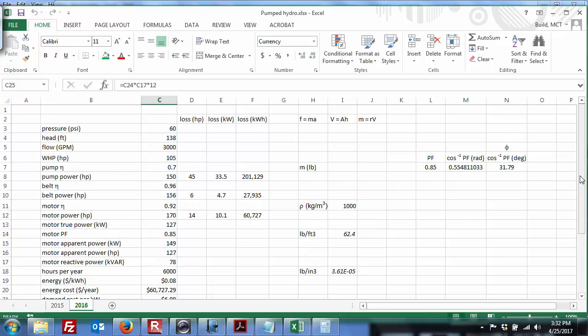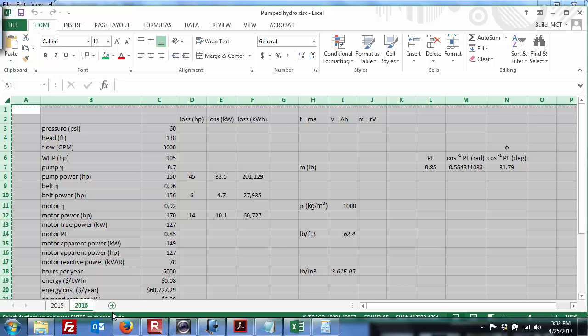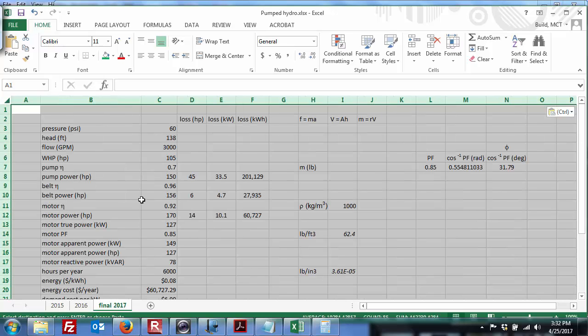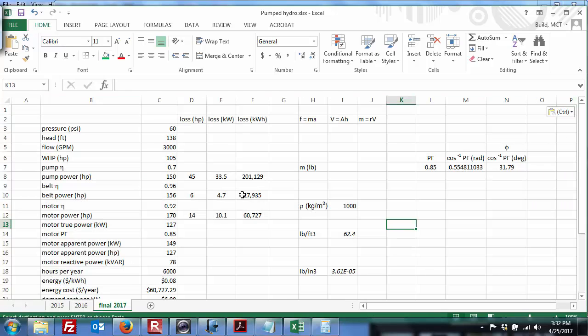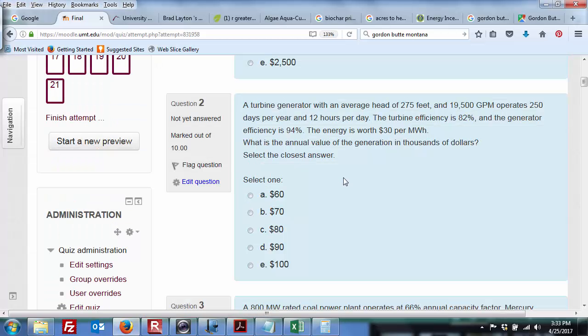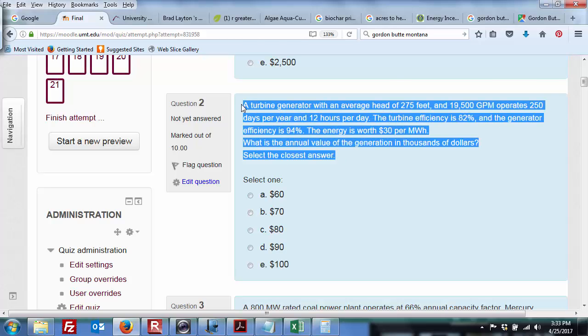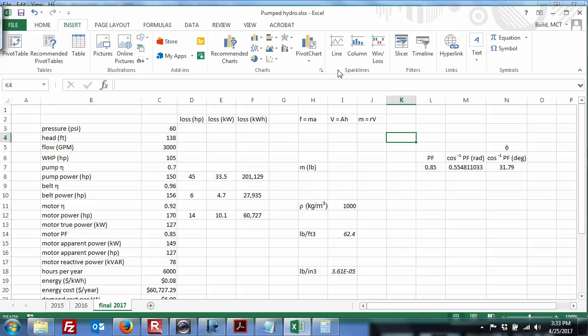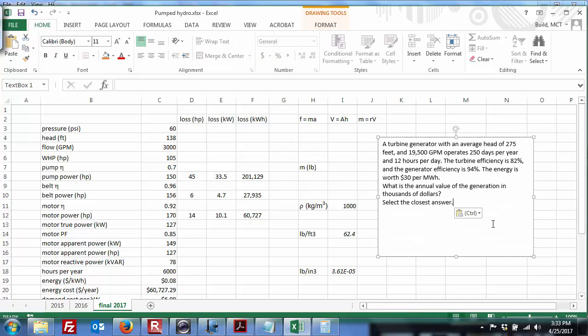Okay. I'm just kidding. All right, so let's just take this whole thing, copy it, new tab, final 2017, paste it. Let's just dive into the problem. Take this guy, copy that, back here, insert text, found it, text box. I don't think we're going to have to deal with all that power factor stuff.